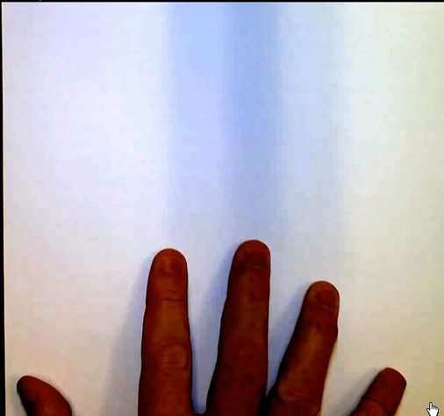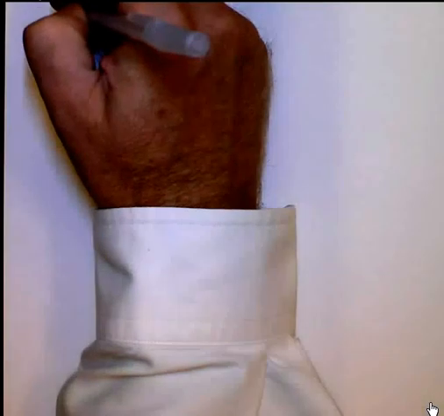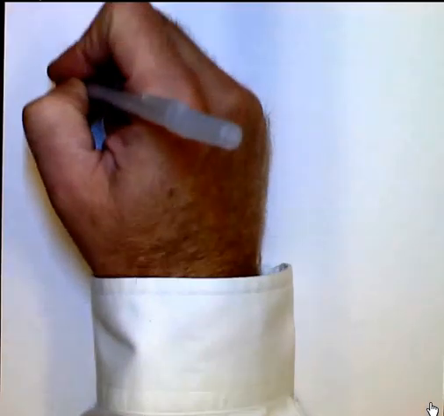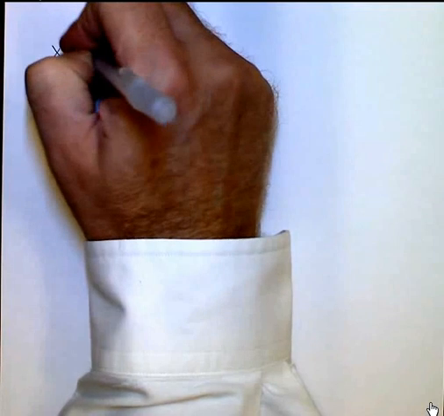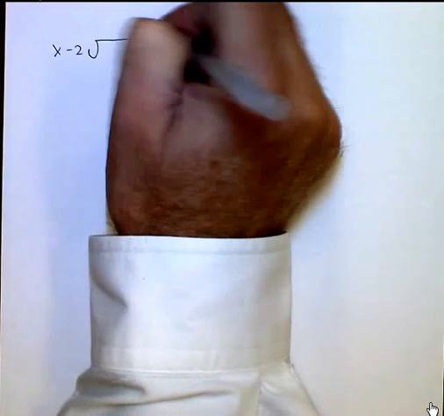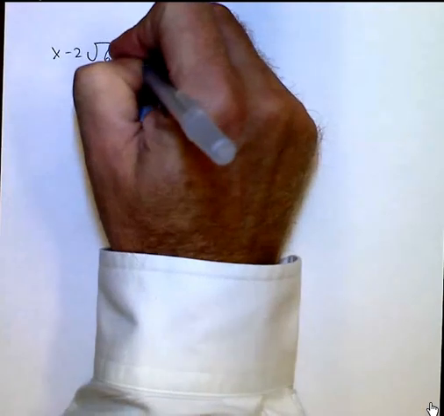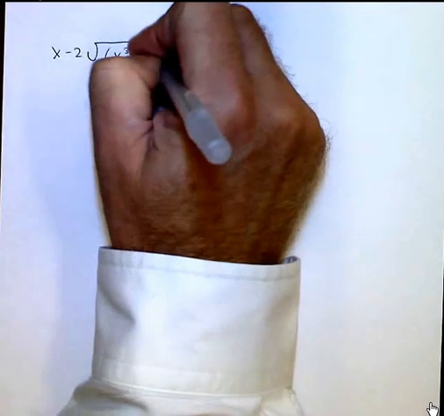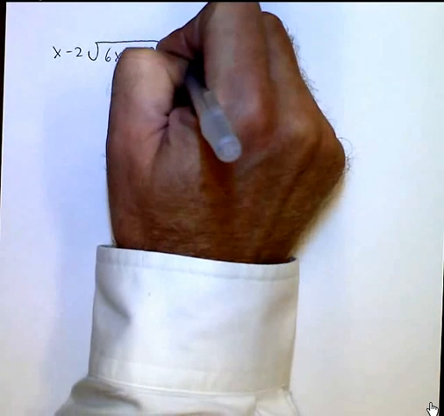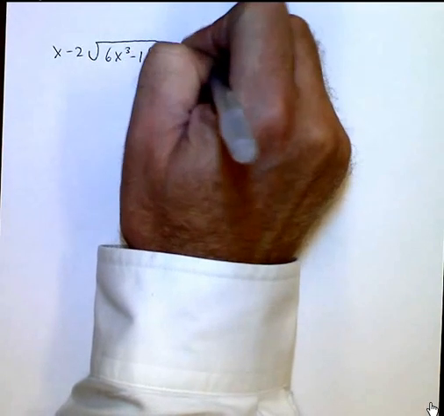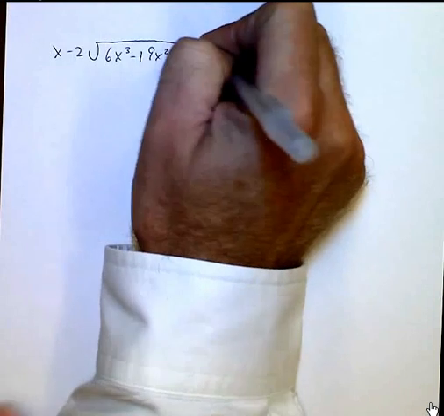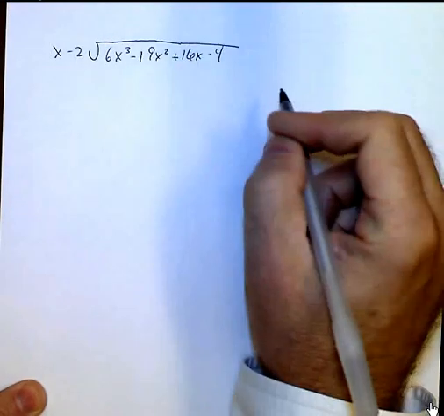Alright, I'm going to just walk quickly through long division and synthetic division. I'm going to give you a problem. We're going to do x minus 2 into 6x cubed minus 19x squared plus 16x minus 4. Okay, so that's what we're going to go ahead and do.